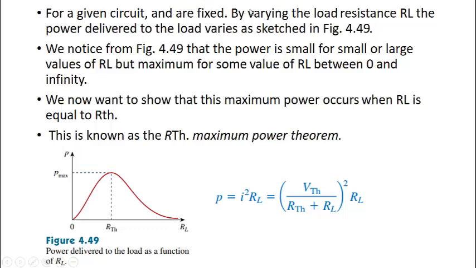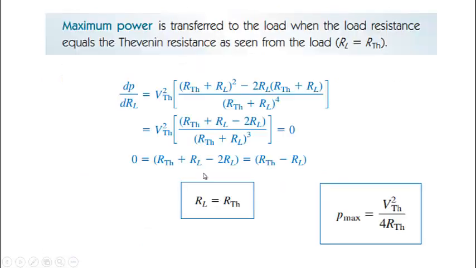We now want to show that maximum power occurs when RL is equal to RTH. The maximum power will be transferred to the load when this RL is actually equal to the internal resistance, that is RTH. This is known as the maximum power transfer theorem. I'll first read the statement again. Maximum power is transferred to the load when the load resistance is equal to the Thevenin resistance as seen from the load, that is RL is equal to RTH.